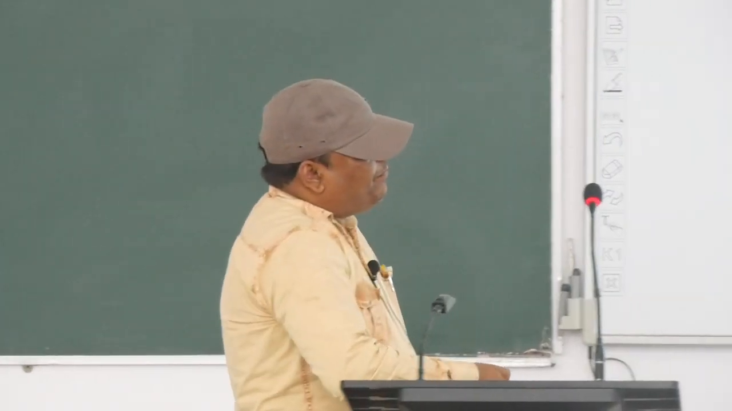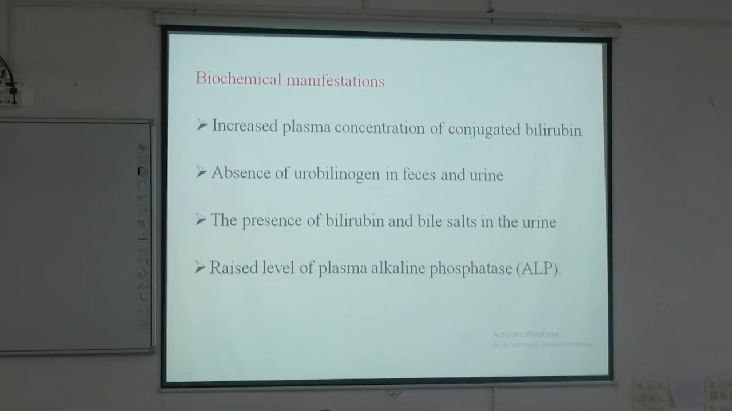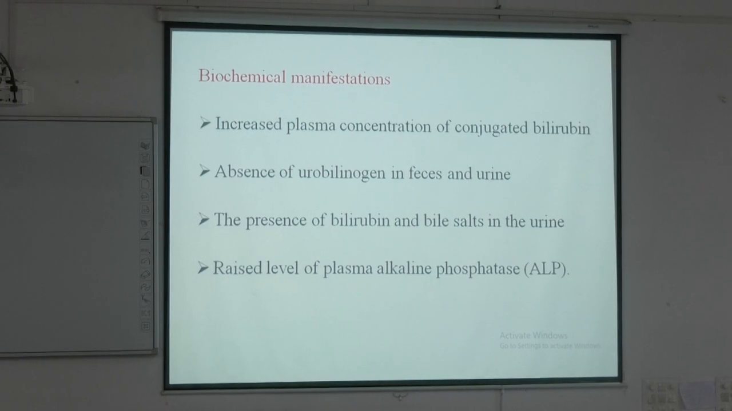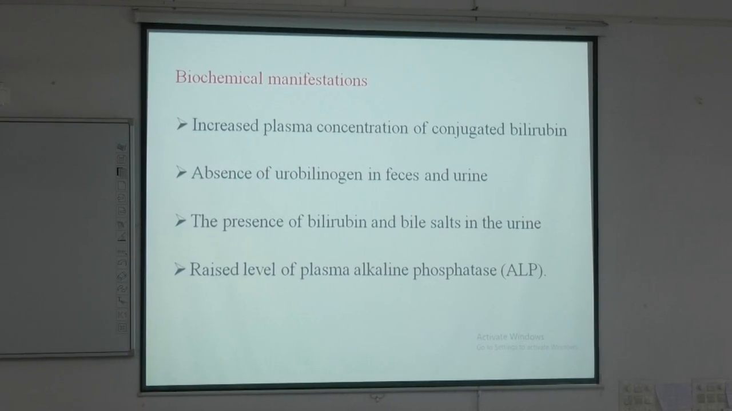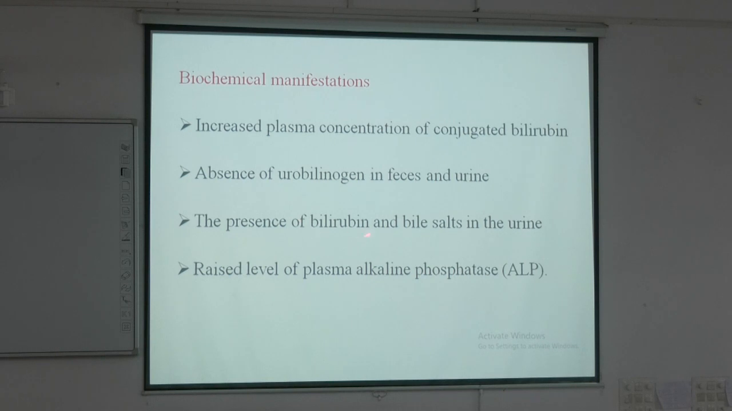Raised level of ALP. You already know alkaline phosphatase is increased in post-hepatic jaundice. In the case of obstructive jaundice, it is also increased. The presence of bilirubin and bile salts in the urine. Bile pigments and bile salts both are not excreted out due to the obstruction. And on the basis of the report, you can classify it.